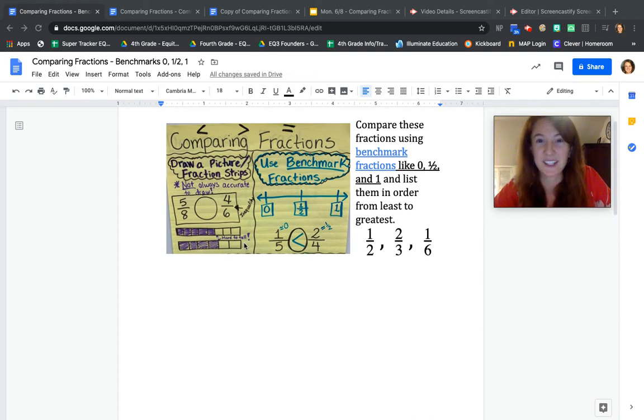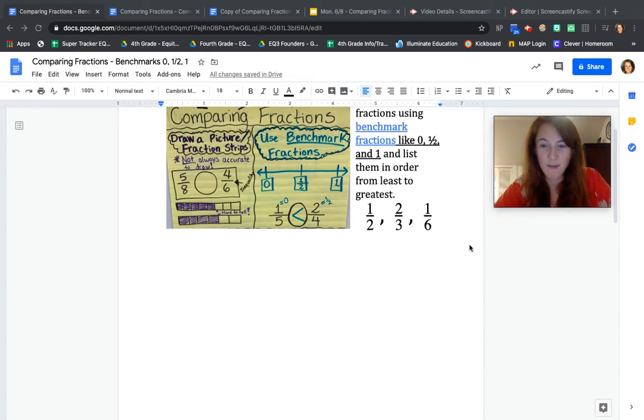So we want to find a more exact way to compare fractions to make sure one fraction is bigger or smaller than another. The first strategy I'm going to review is benchmark fractions. Just like with angles, we can have certain types of fractions we keep memorized in our head, so that way we can always refer to that since we can picture it. So the benchmark fractions we use in fourth grade are 0, 1/2, and 1. The problem here says compare these fractions using benchmark fractions, like 0, 1/2, and 1, and list them in order from least to greatest, the smallest to the biggest one.